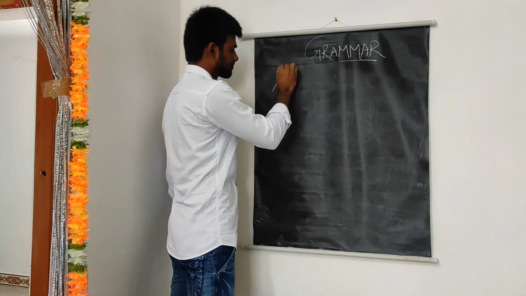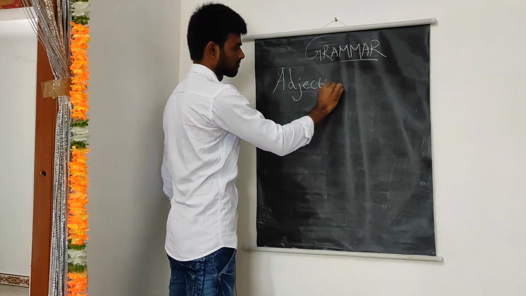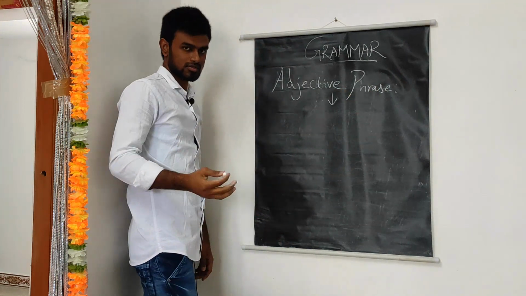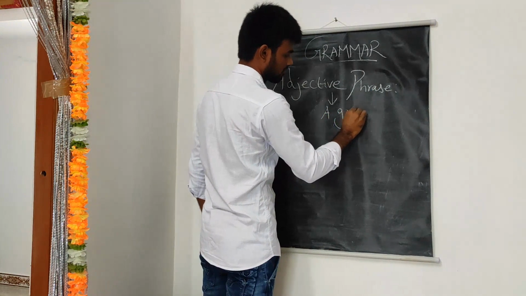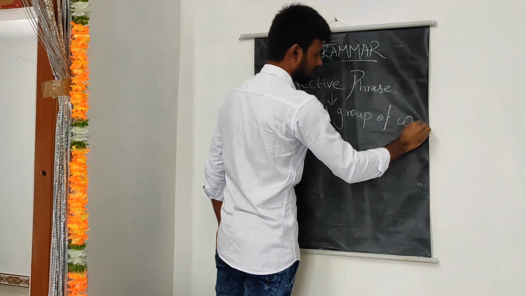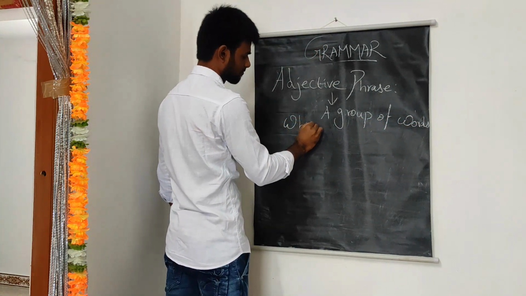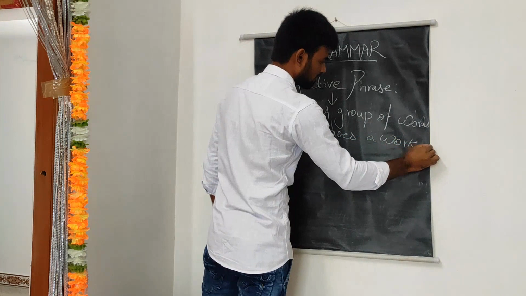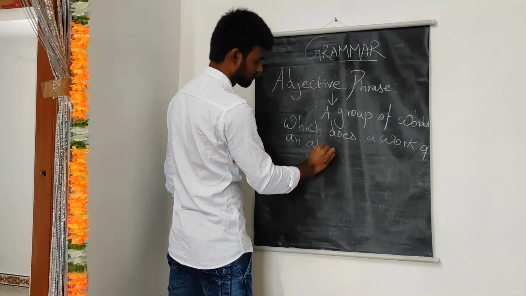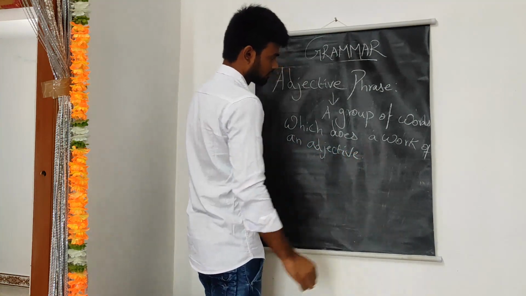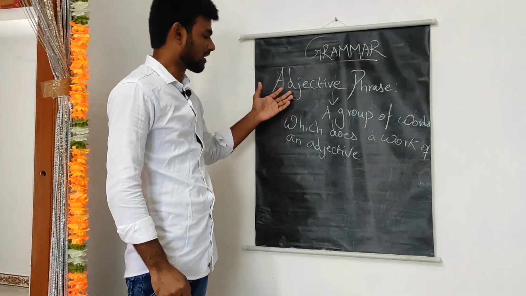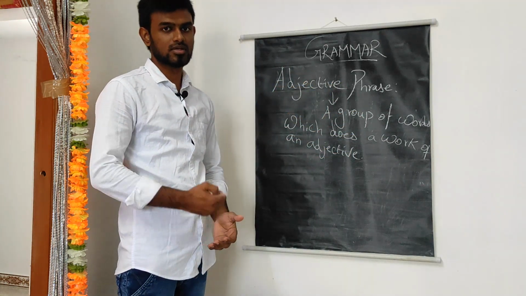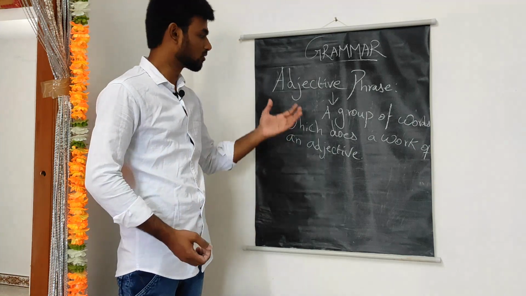Now, adjective phrase. So the same: a group of words which does the work of an adjective. A phrase which is doing the work of an adjective is called an adjective phrase. First of all, we have to know what an adjective is. An adjective gives extra information about a noun. It is a noun qualifier.